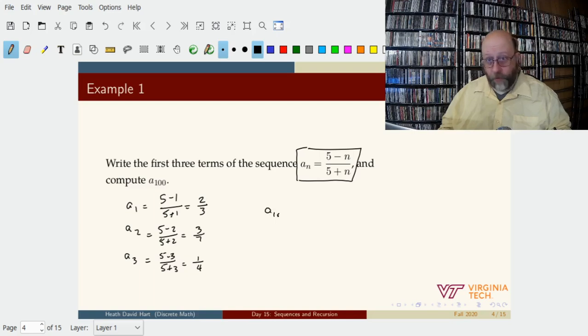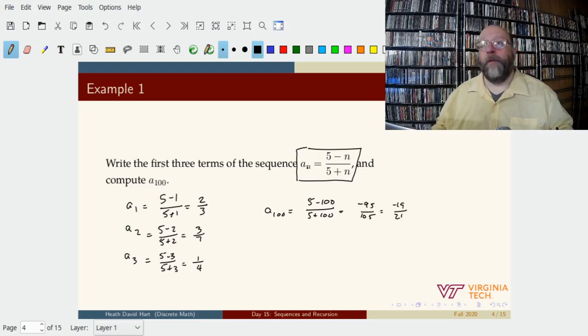If we wanted to compute A100, well, that's not bad. That's 5 minus 100 over 5 plus 100, and that's negative 95 over 105, or negative 19 out of 21. Because my formula has an n in it, I could just drop in the 100 and go straight out to this 100th term without having to compute everything in between. I can skip ahead using this formula.